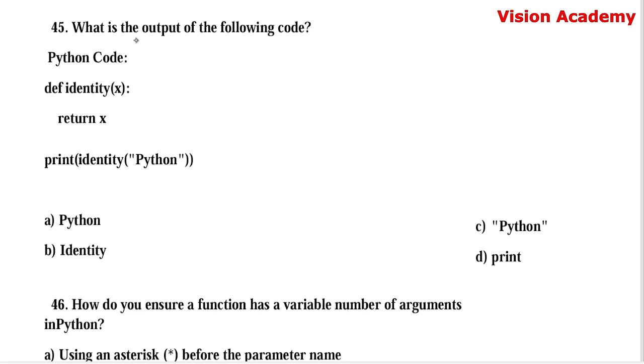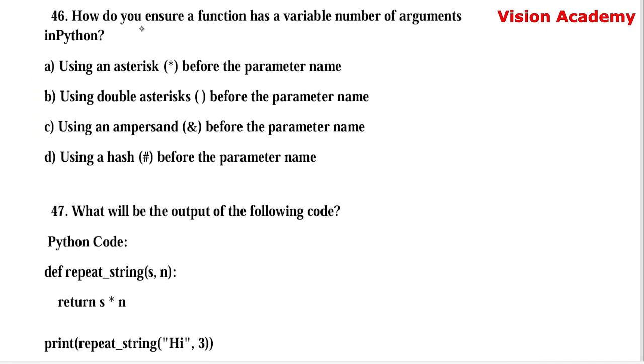Question number 45. What is the output of the following code? Here we have defined a user defined function called identity by passing x as parameter, and it is returning the same value. Now we are calling this particular function by passing the argument Python. So it is going to return Python only. So hence option A is the right answer.